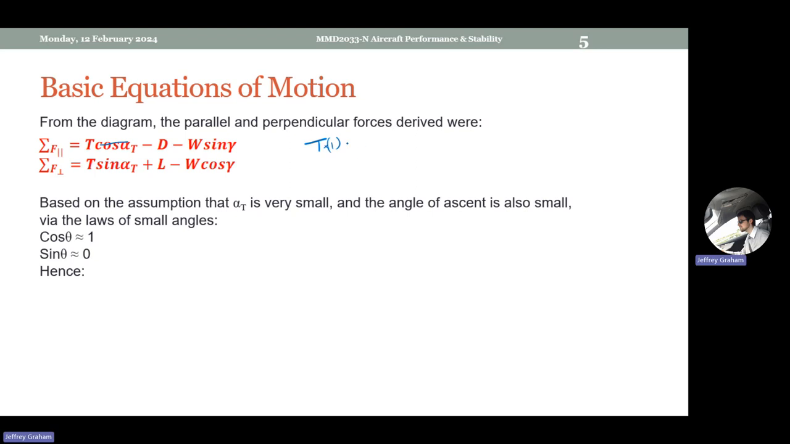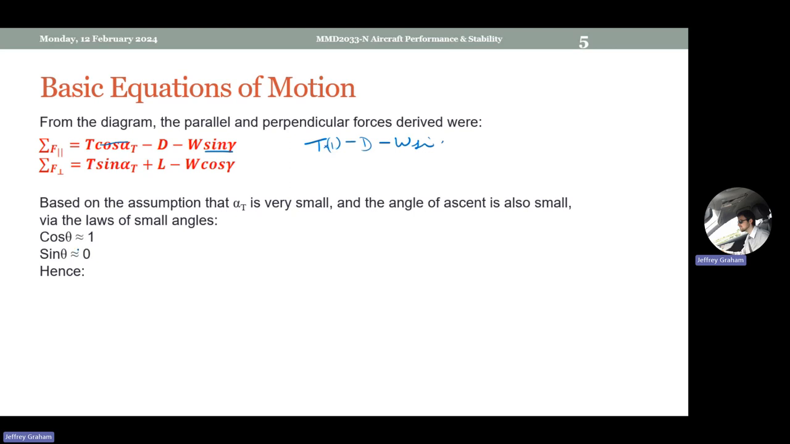That's the cosine of alpha t. We subtract the drag. And then sometimes, particularly in passenger aircraft, where you don't want to disturb the passengers too much, you have a shallow angle of climb. In that instance, sometimes this can be simplified. This is basically where the thrust equals the drag scenario comes from.